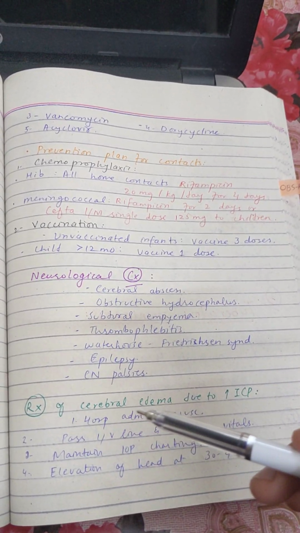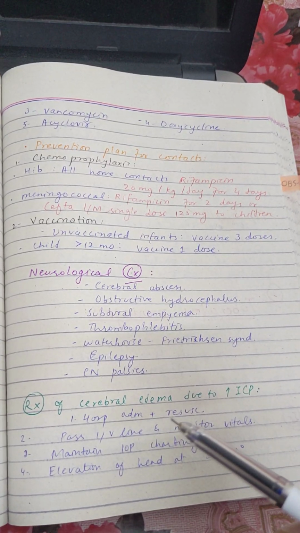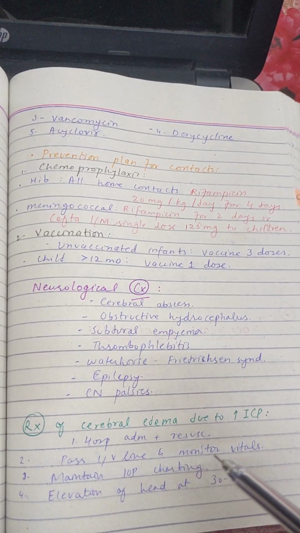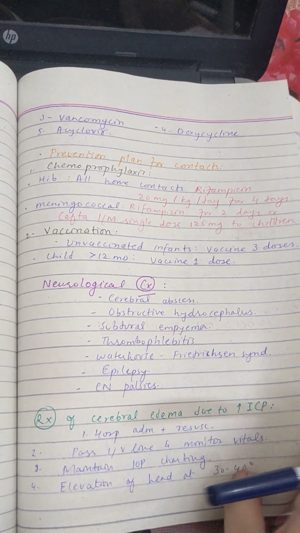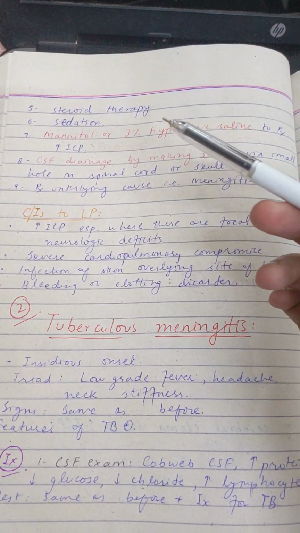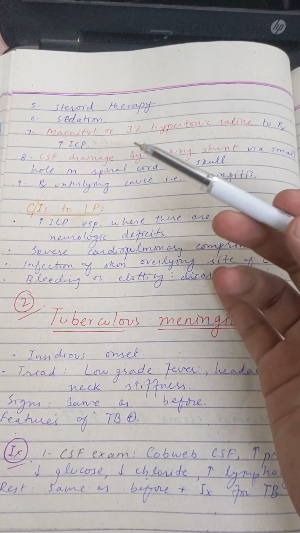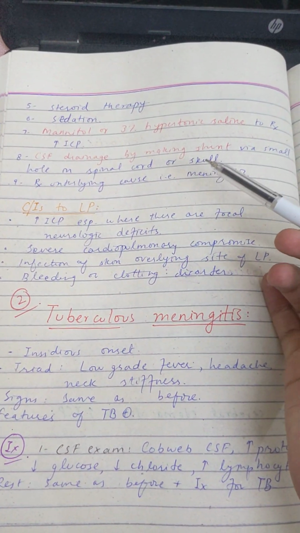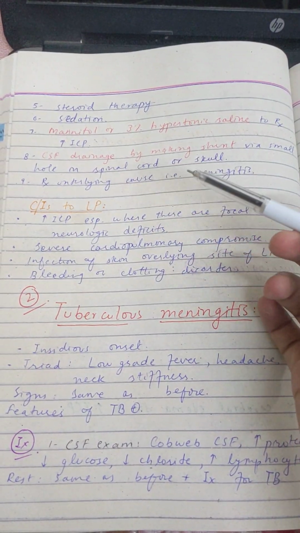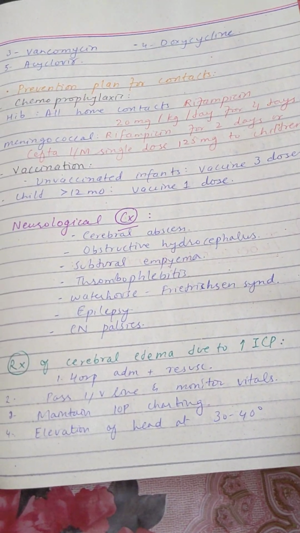Now, what is the treatment of cerebral edema due to raised ICP? The treatment includes hospital admission and resuscitation, passing of IV line and monitoring of vitals, maintaining input-output charting, elevation of head at 30 to 40 degrees, and also steroid therapy, sedation, and mannitol or 3% hypertonic saline to treat the raised ICP. CSF drainage can also be done by making a shunt via a small hole in the spinal cord or skull, and also treat the underlying cause like meningitis. So these are 9 treatment options for cerebral edema due to raised ICP.